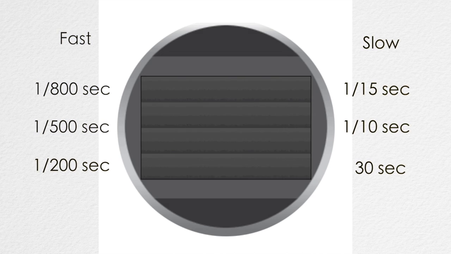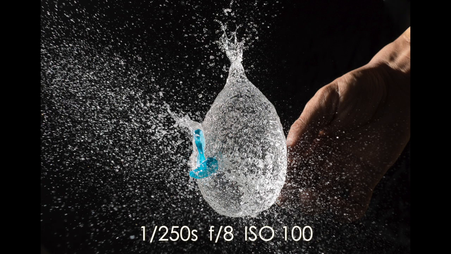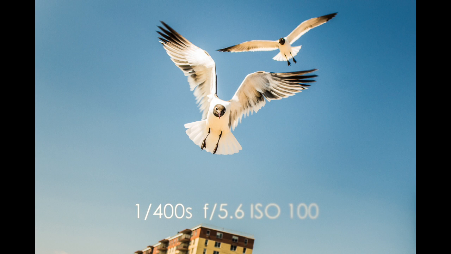So you have different types of shutter speeds. You have fast shutter speeds like 1/200 of a second, 1/800, 1/4000. You have a bunch of slow ones, like 1/10, 1/15. With fast shutter speed, you can freeze action. As you can see here is fast speed photography that I did with water balloons. You can also see I caught these birds in mid air flying with fast shutter speeds.